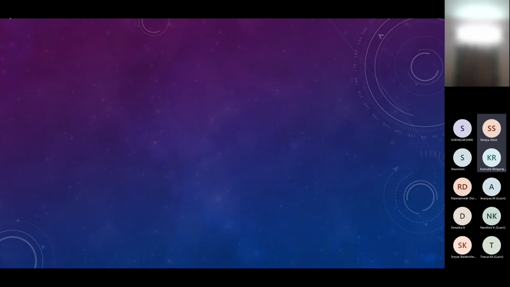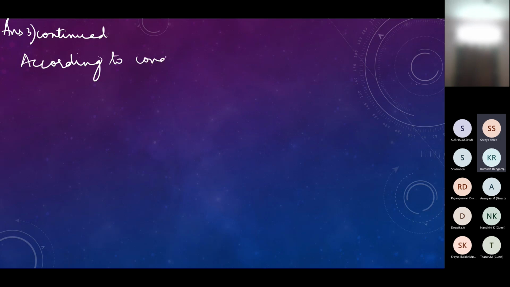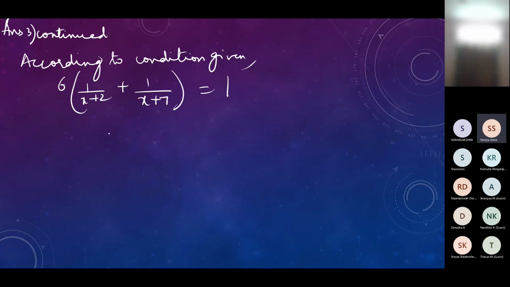Clearly, according to the condition given in the question, 6 into 1 by x plus 2 plus 1 by x plus 7 is equal to 1. This is equal to 1 because the work is done. So this fraction is equal to 1. So now we'll have to solve this. So how do you solve this?